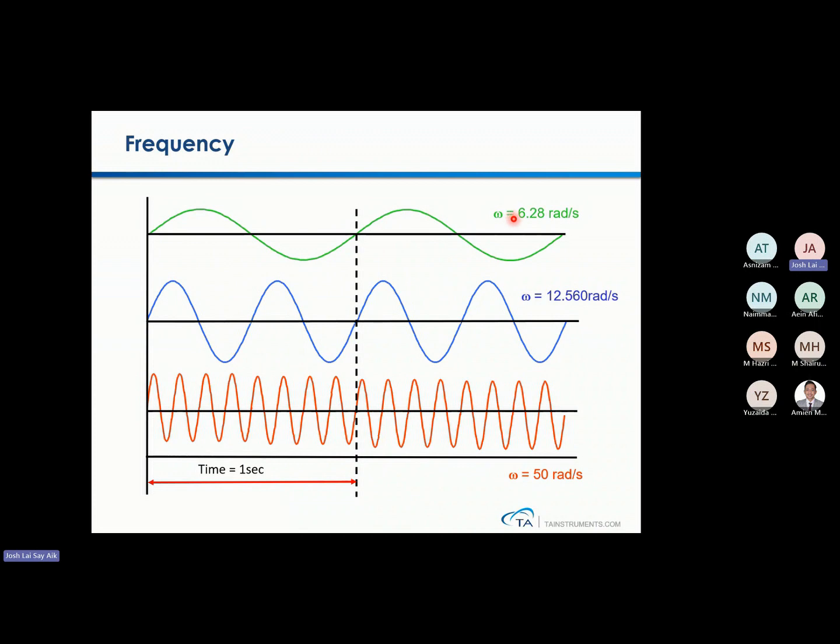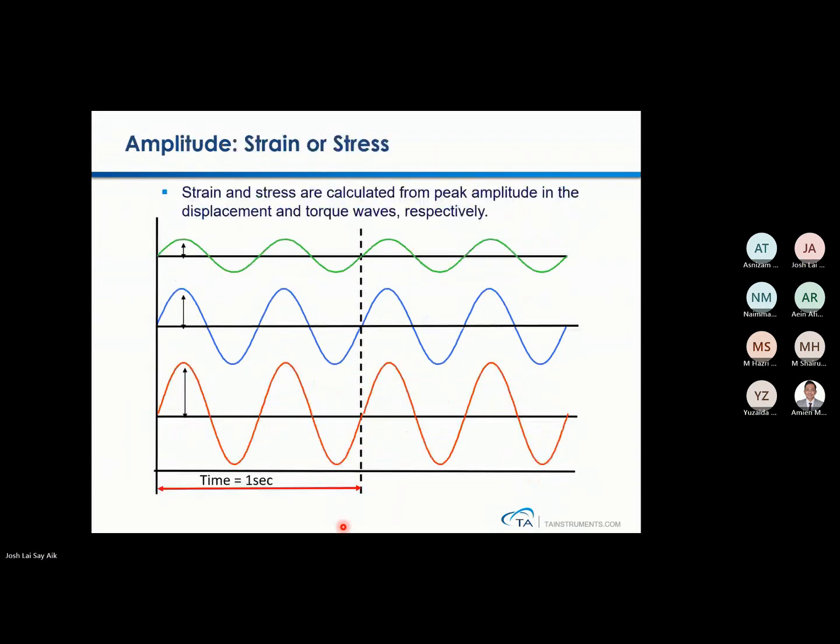As you can see, when you increase the angular velocity, you are going to have more cycles completed in a single second. But for amplitude, it determines how far the angular displacement is going to be. So the higher it is, the further the sample will be displaced.